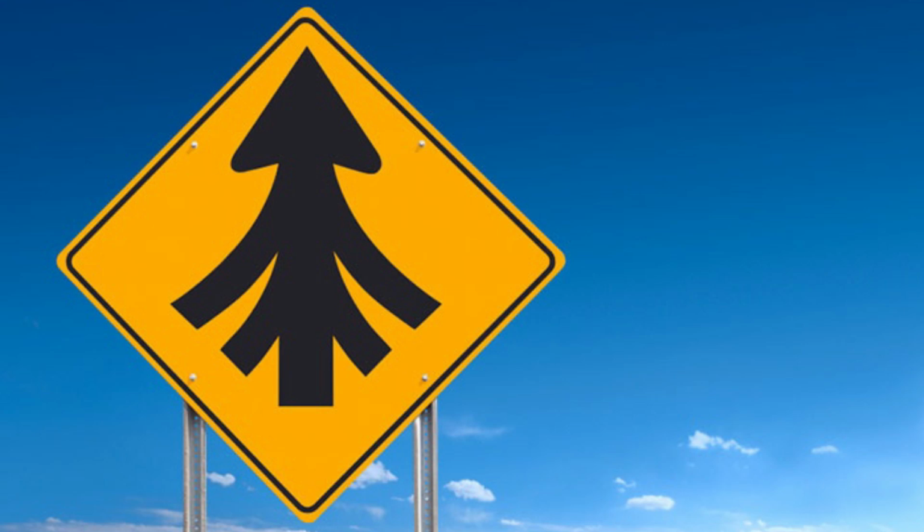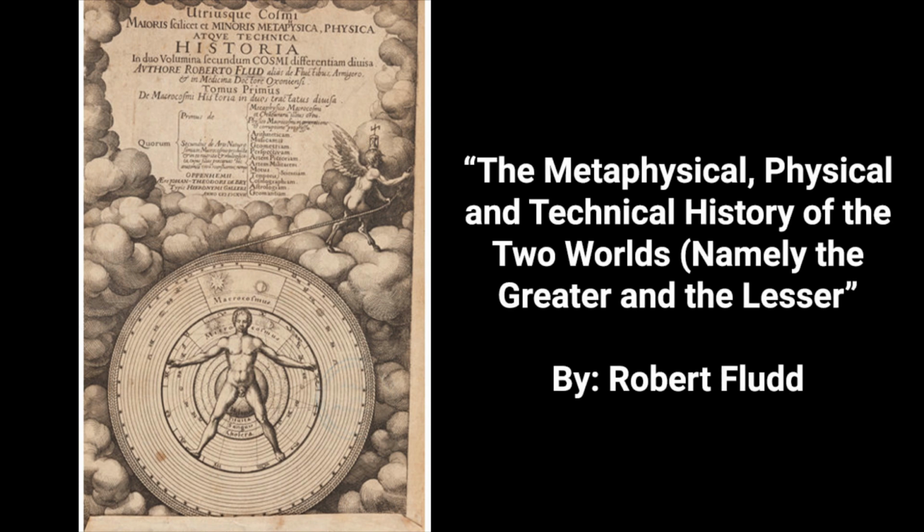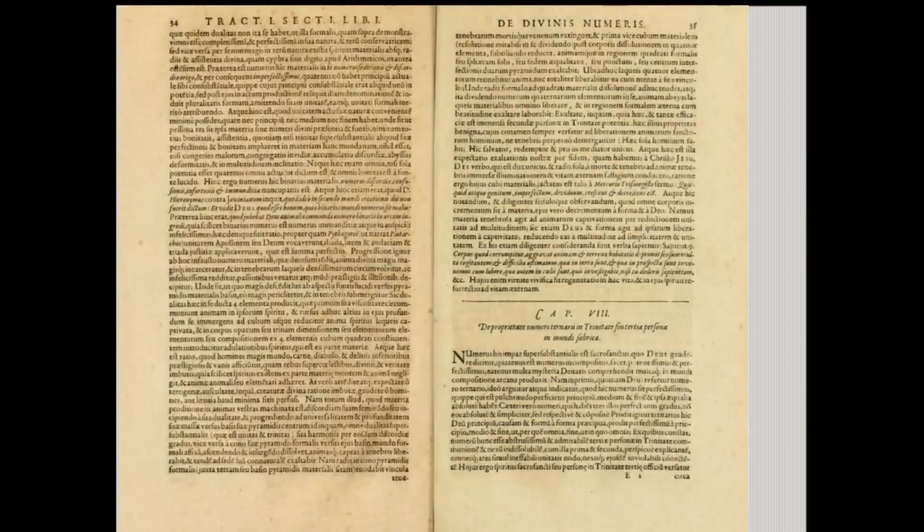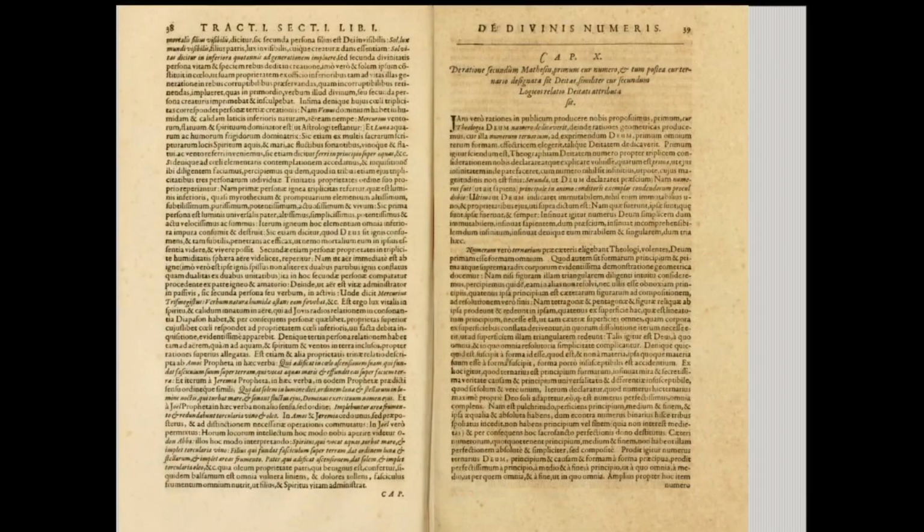One of Flood's major works that centered around creating this Hermetic practice was titled The Metaphysical, Physical, and Technical History of the Two Worlds, namely the Greater and the Lesser. It was in this book that several of Flood's mandalas are found. Unfortunately, the whole book is written in Latin with no English translation that I could find.